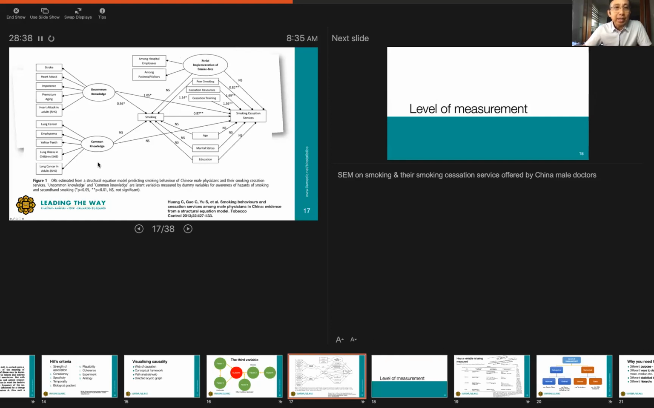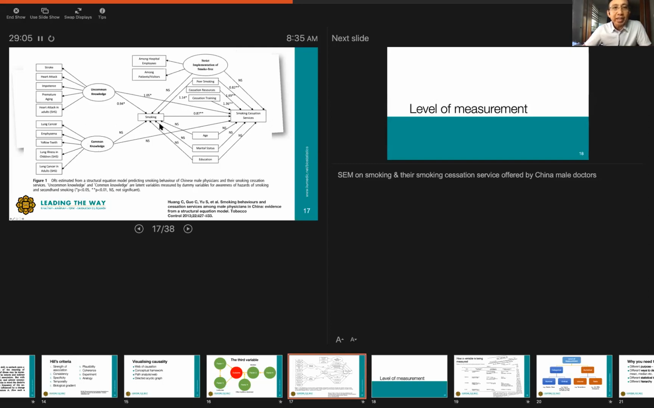Example like common knowledge. You are not able to measure common knowledge directly. You ask these questions, 1, 2, 3, 4, 5, and these questions constitute common knowledge. So this is what we call an unmeasured variable, or a latent variable. The rectangle is the one that you observe, you measure directly. I hope you understand that one.